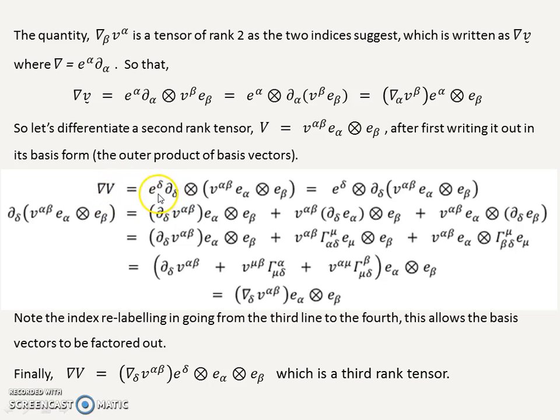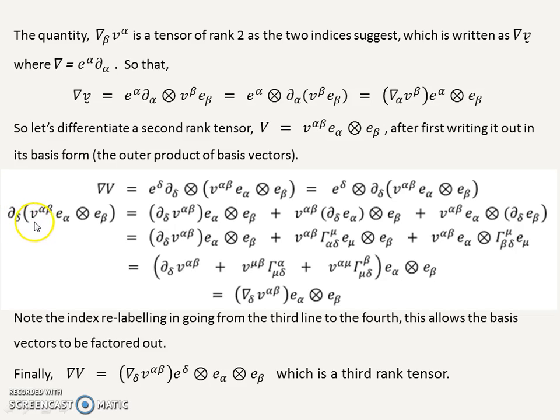So del V is e to the delta, so there's our operator, del or nabla. Outer product with this business here, and this is the bit we're going to be interested in. Move the partial derivative over. We want the partial derivative of all of this, to find how this changes. Okay, so let's have a look at the next line down.